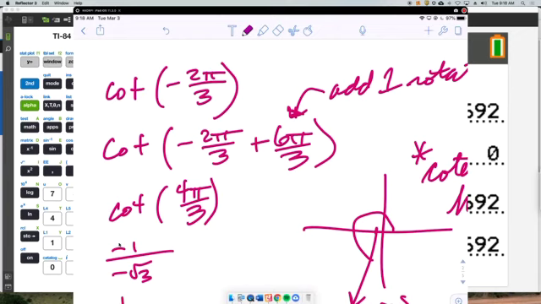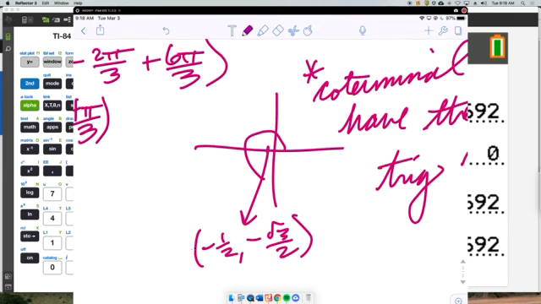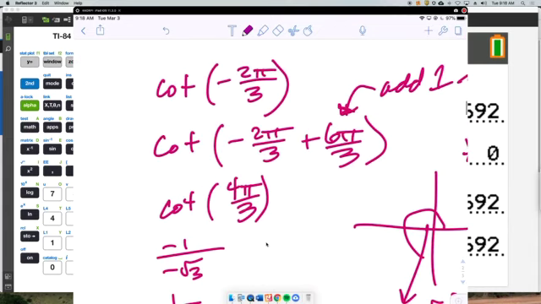Because coterminal angles have the same trig functions. Now, where is 4 pi thirds? It's over there in quadrant 3. What's the ordered pair? Negative a half, negative square root of 3 halves. Sweet. What did you ask for?